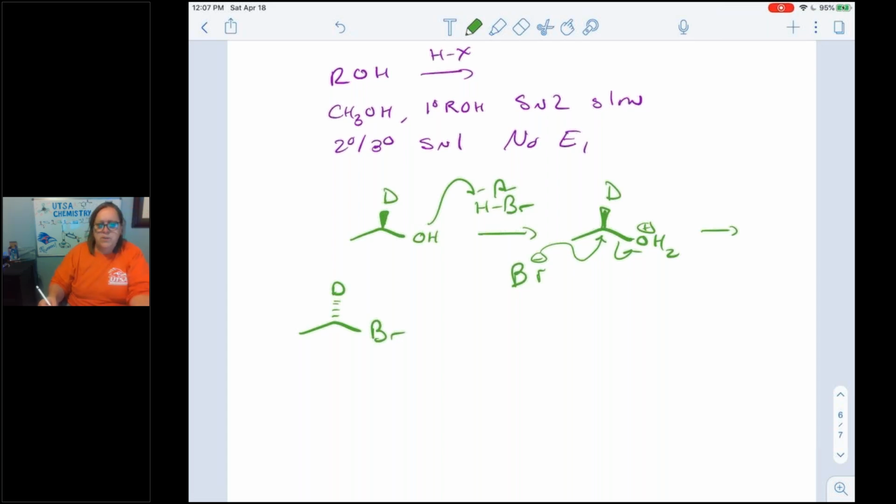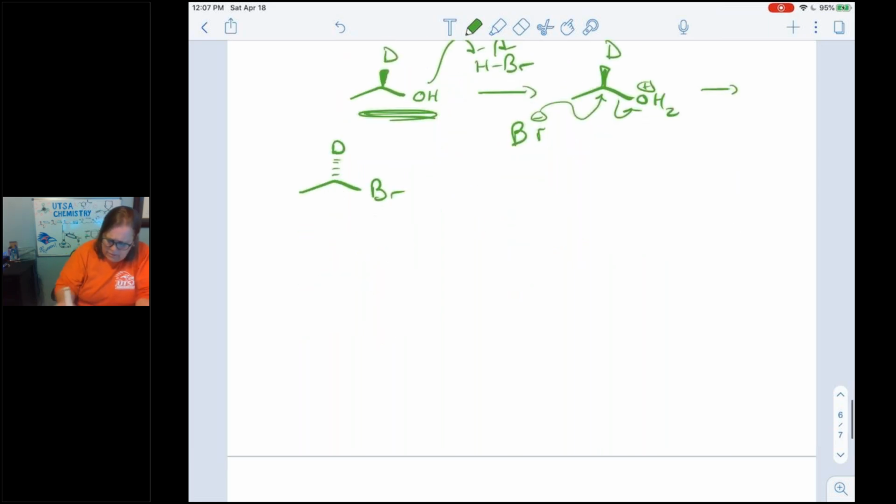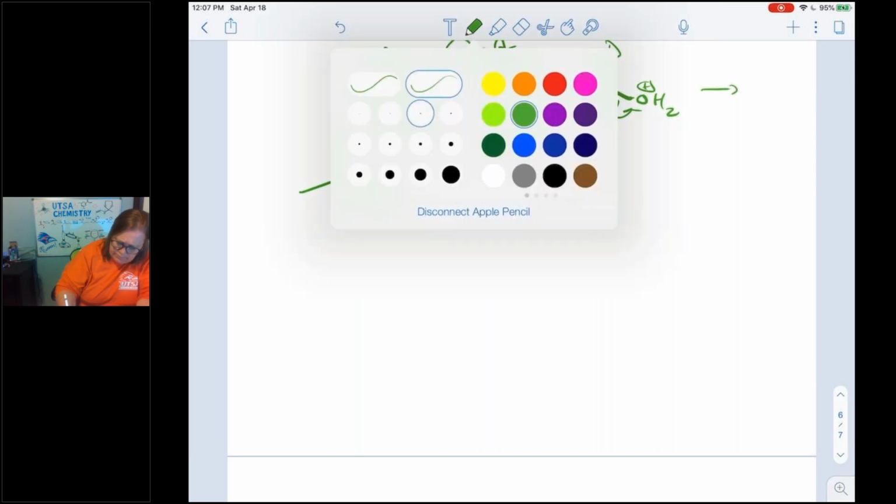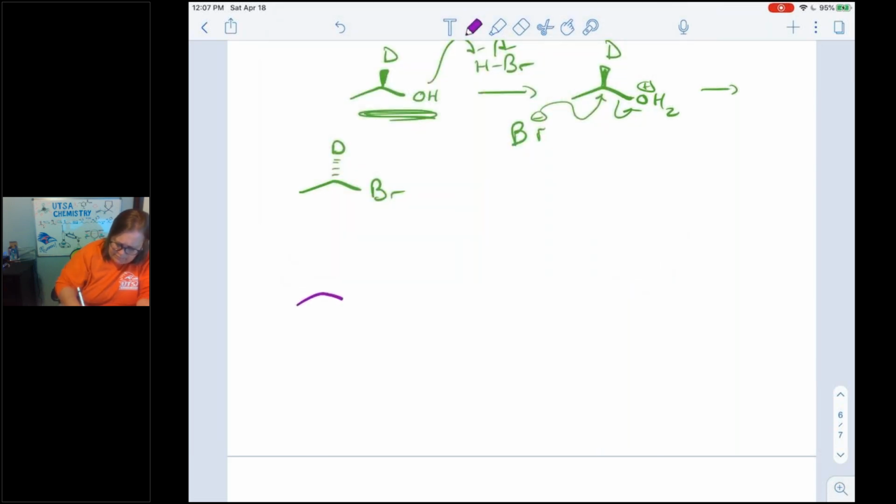So again, it's an SN2 reaction. It's concerted, but this particular mechanism has this initial step of forming the good leaving group. So it's a double humper. Okay, and so again, what can we see? Say I have this guy here.